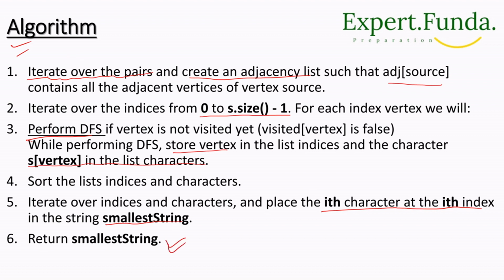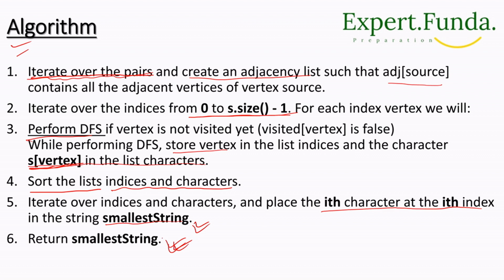So what should we do? First we will iterate over the pairs and create the adjacency list. Now we will iterate over the given indices, do a DFS, and if a vertex is not visited, then we will store it in the list. Now that we have this list, we will sort it, and after sorting we will iterate over the indices and characters, place the characters in the smallest string, and then return this.